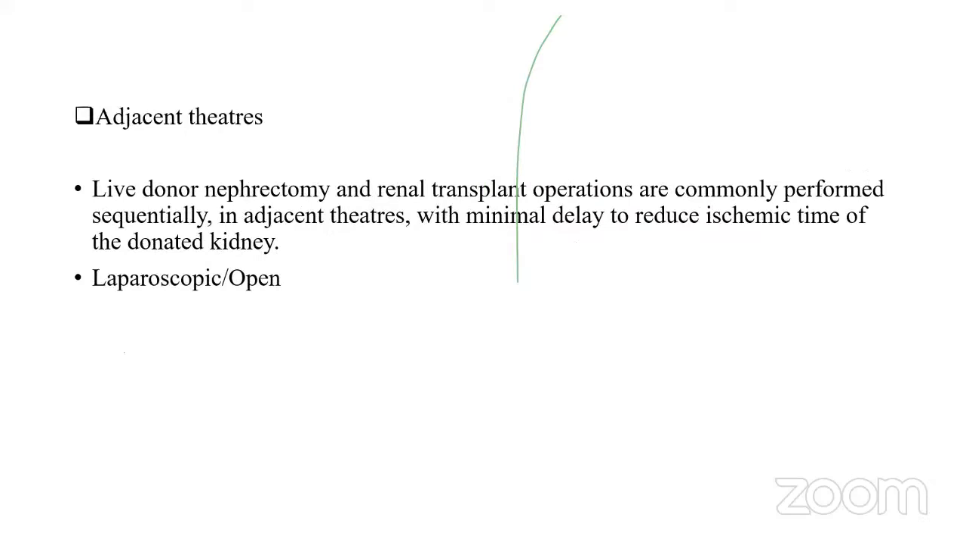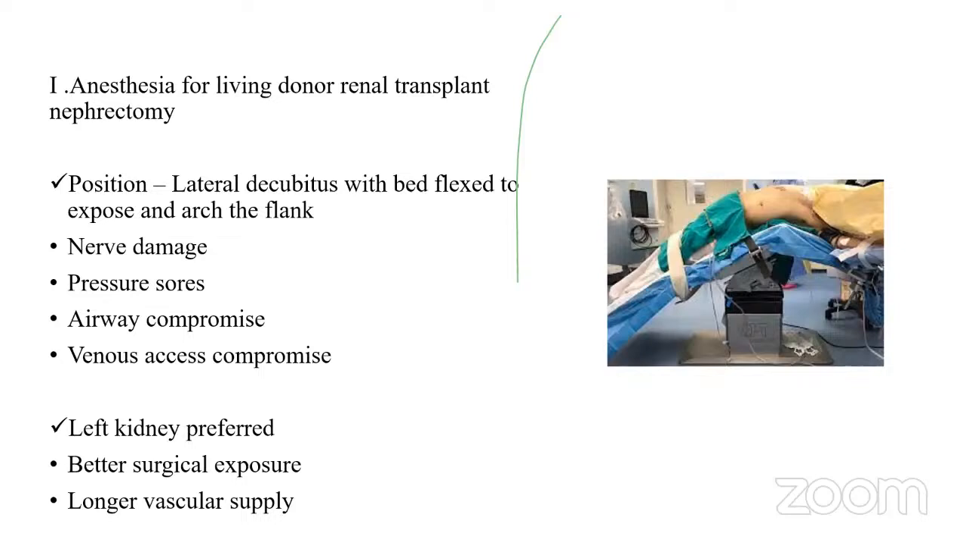Adjacent theaters. Live donor nephrectomy and renal transplant operations are commonly performed sequentially in adjacent theaters with minimal delay to reduce ischemia time of the donated kidney. It can be done under laparoscopic or open surgery. Anesthesia for living donor nephrectomy. Usually the left kidney is preferred because of better surgical exposure and longer vascular supply. These patients are usually in lateral decubitus with the bed flexed to expose and arch the flank. It may cause nerve damage, pressure sores, airway compromise, and venous access compromise.